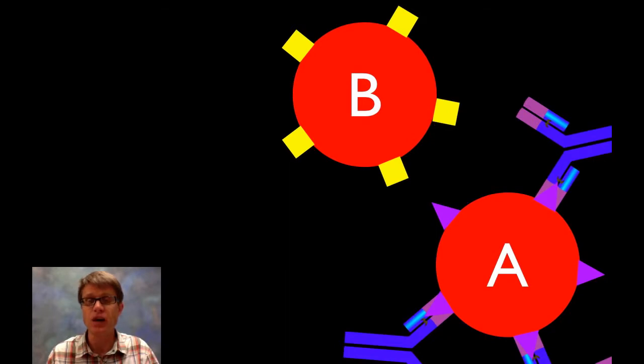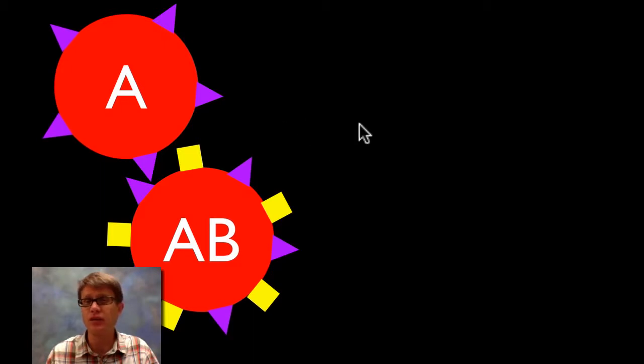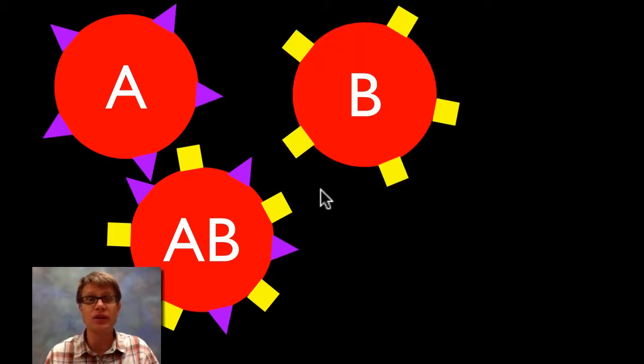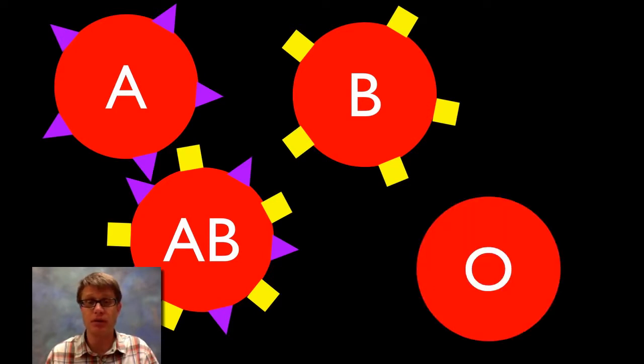Basically, all of those antibodies are going to glom onto that type A blood, and so we could die as a result of that. Now let's look at somebody who has type AB blood. Well, let's give them type A blood. Since they have no antibodies, at least for this protein, nothing would happen. Or if we give them type B blood, nothing will happen. Or we give them type O blood, nothing will happen.